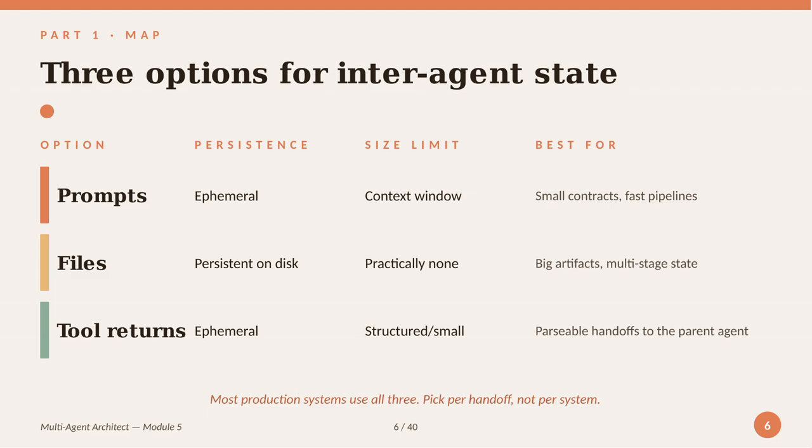Specs go in prompts because they're small and the next agent reads them inline. Diffs go in files because they're big and the next agent reads from a path. Verdicts come back as tool returns because the parent needs to act on them in code. 3 options. 3 tools in your toolkit. Pick the right one each time, and your system handles real artifacts at real sizes without choking.